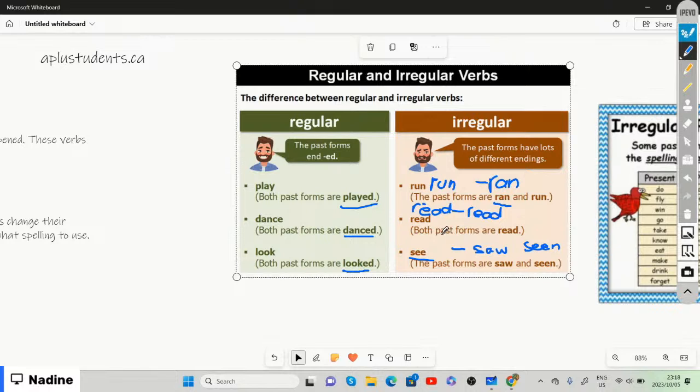And remember once again, with irregular past tense verbs, you're just going to have to know the past tense form, because there's basically no rule that says you must add ed or you must add something. You're just going to have to know what the past tense form is, especially when the word changes.